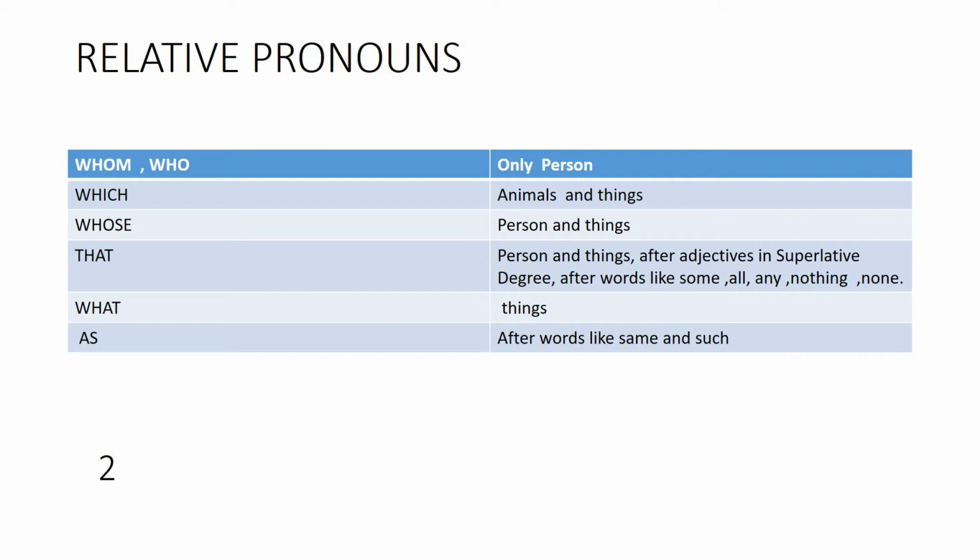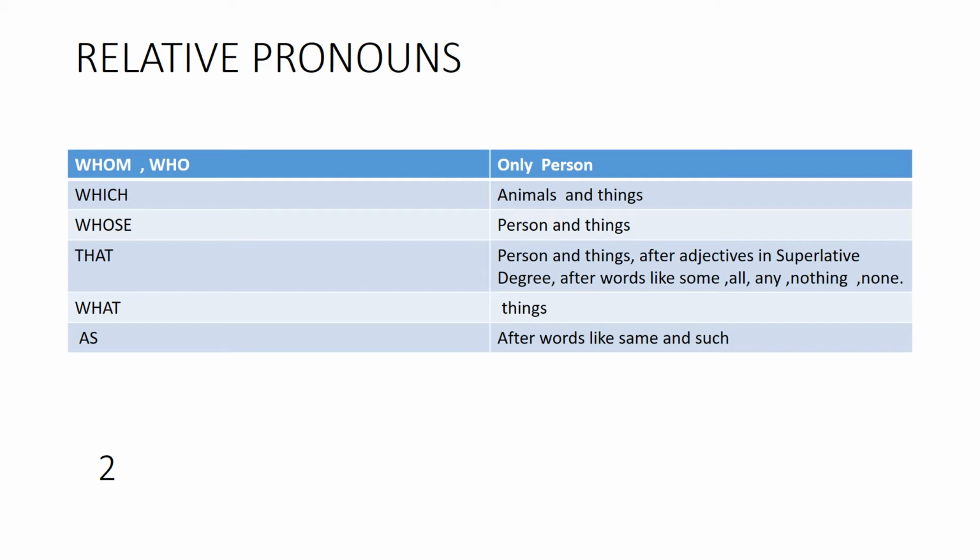The relative pronoun which is used for animals and things. Examples: the book which I gave him is lost. The deer which was killed was carried to the village. The relative pronoun whose is used for both persons and things. Example: the chair whose color is blue is mine.